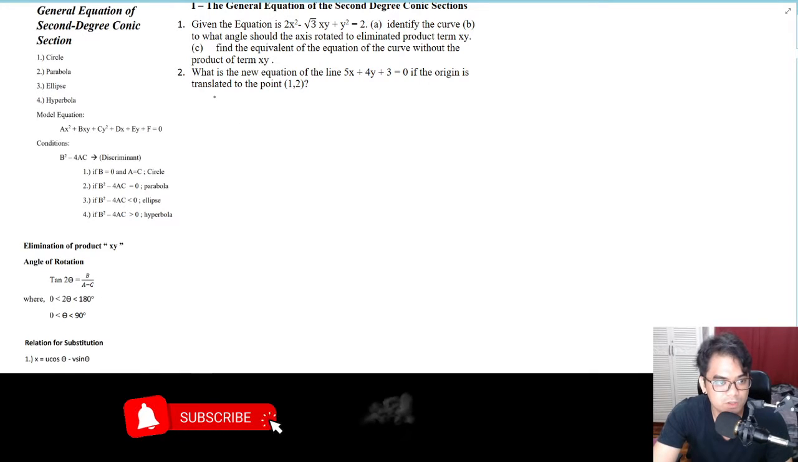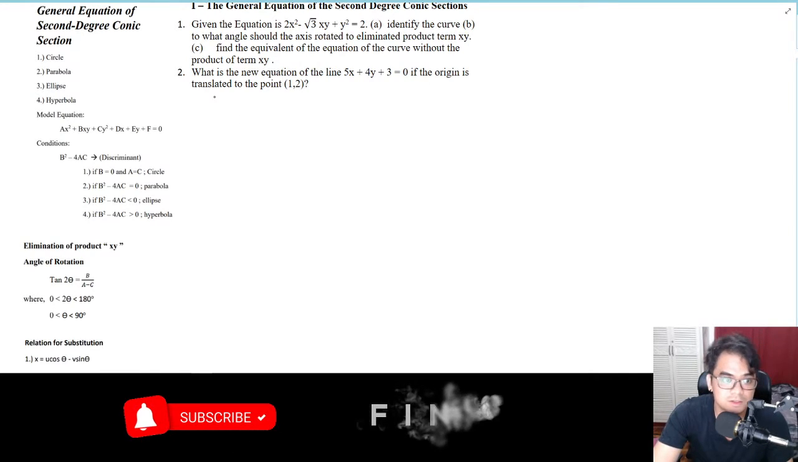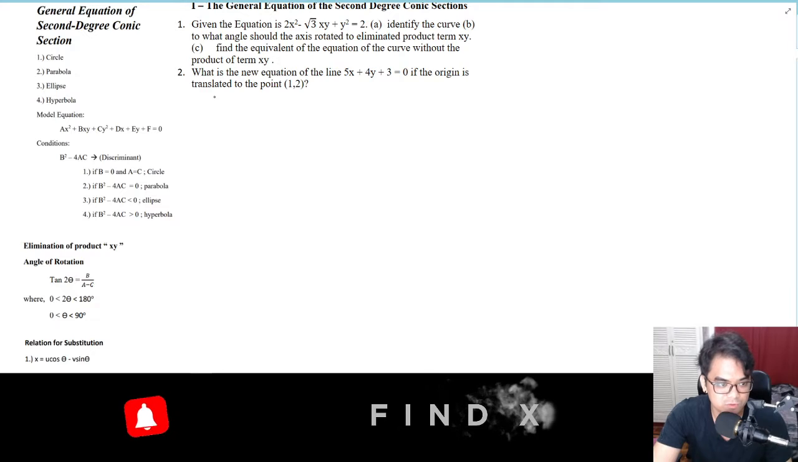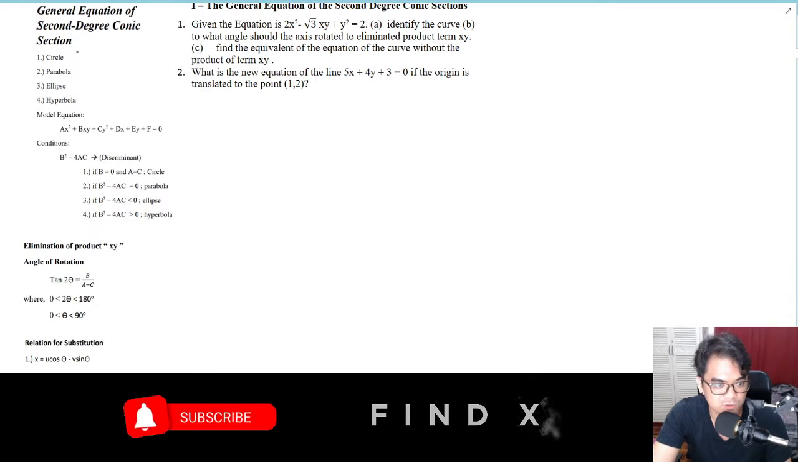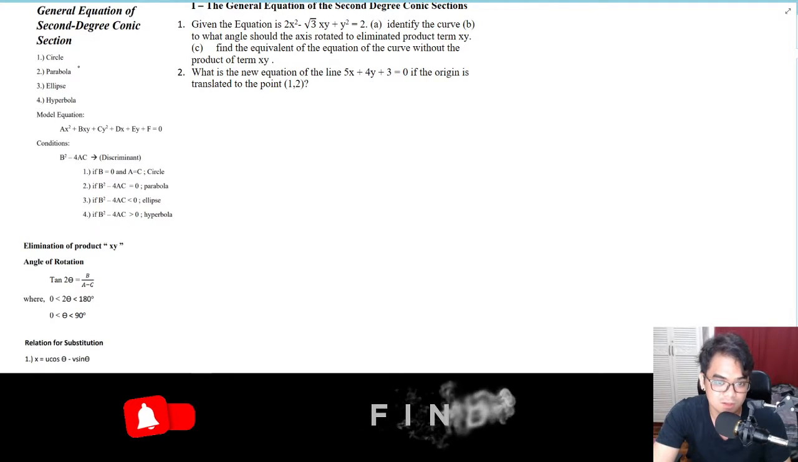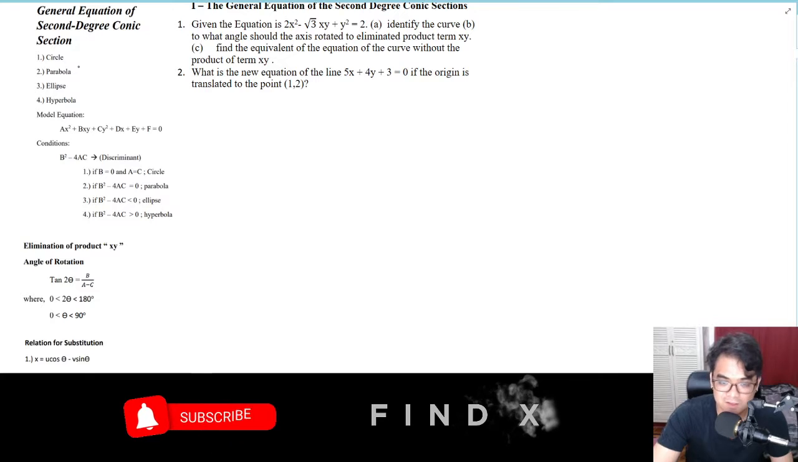For the next topic, we have the general equation of a second degree conic section. So we have, of course, four second degree conic sections: circle, parabola, ellipse, and hyperbola. Of course, we will not be including the line because that is not second degree. That is only a first degree conic section.